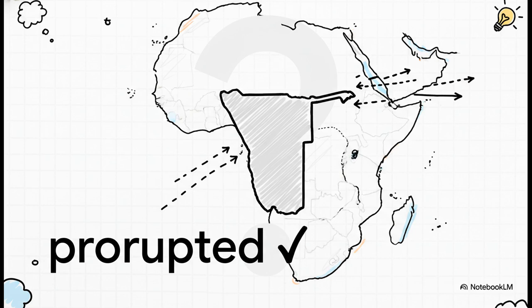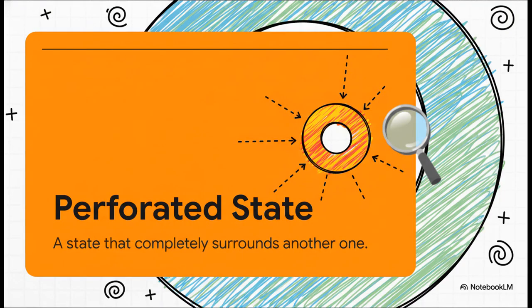See? Simple enough. All right, this next one is really unique, the perforated state. This is a country that literally has another country inside of it. Think of it like a donut.